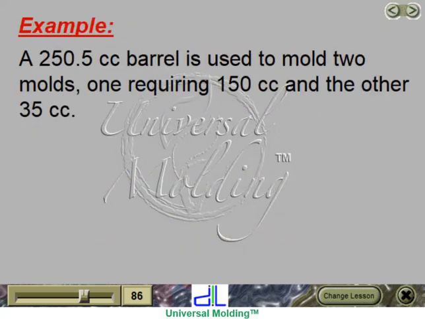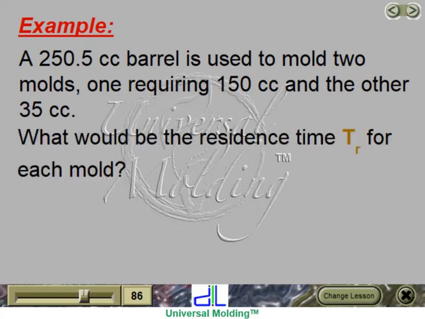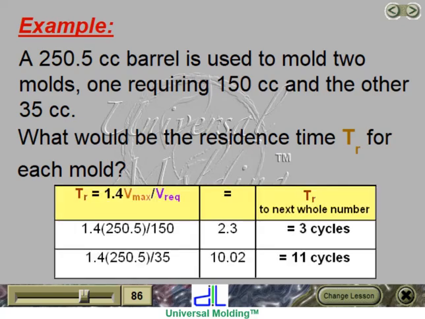Example: a 250.5 cc barrel is used to mold two molds, one requiring 150 cc's and the other 35 cc's. What would be the residence time T sub r for each mold? Using the equation for T sub r and rounding to the next whole number, we find that the 150 cc mold would need 3 cycles, and the 35 cc mold would need 11 cycles.